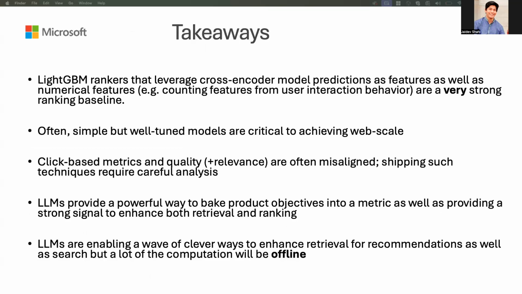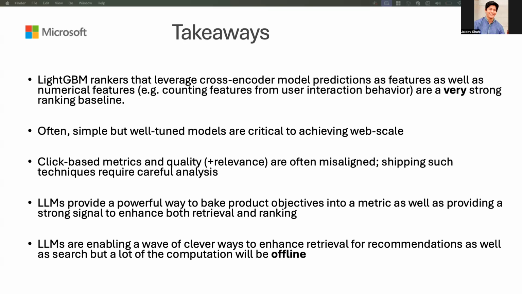Here are some quick takeaways. Firstly, LightGBM rankers are really strong, especially when you have a layered system where there's a cross-encoder model that takes text features and then the LightGBM that can take all of your counting features and numerical features. This offers a very strong ranking baseline, and we've tried to replace this with other more state-of-the-art models, but this is already really competitive. Secondly, simple but well-tuned models are critical to achieve web scale. Click-based metrics and quality are often misaligned, and so shipping this requires careful analysis of logs and knowing what clicks exactly you are losing.